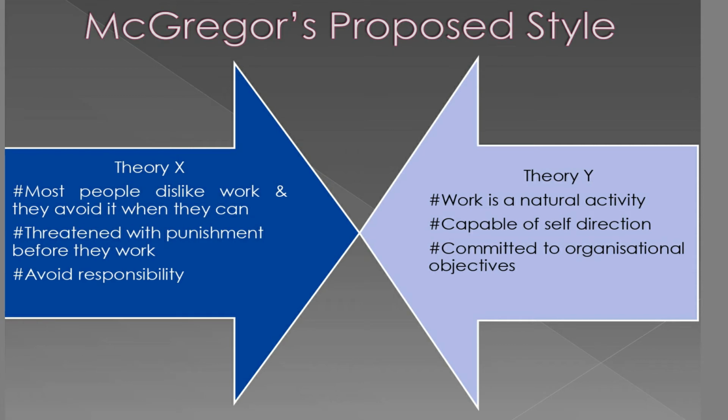McGregor is known for the development of a theory on motivation. He named it Theory X and Theory Y. Theory X represents the traditional and narrow view of human nature. It assumes that the average worker is lazy and dislikes work. He is unambitious, avoids responsibility, and prefers to be led.